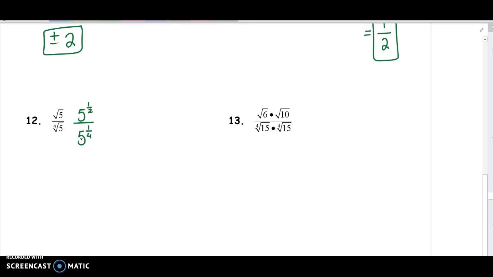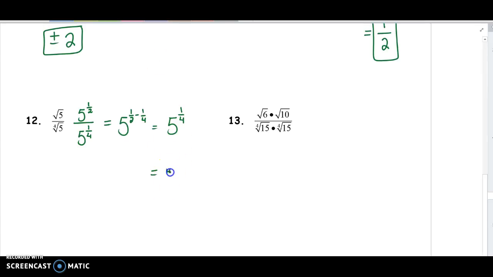Because the bases are the same, what can we do with those exponents? We can subtract them. What is 1/2 minus 1/4? 1/4. So if we were doing this yesterday, we'd say, there, ta-da, our answer's done. But we started with radicals. We have to put our answer back in radical form. So 5 to the 1/4 is the same as the fourth root of 5.